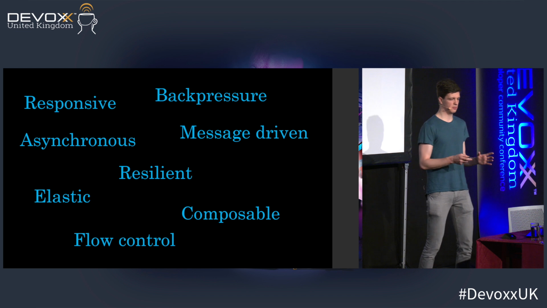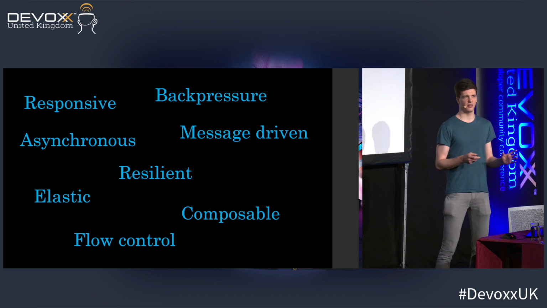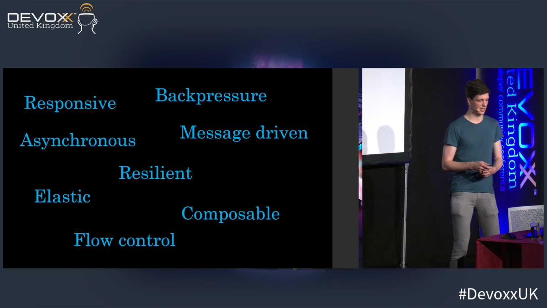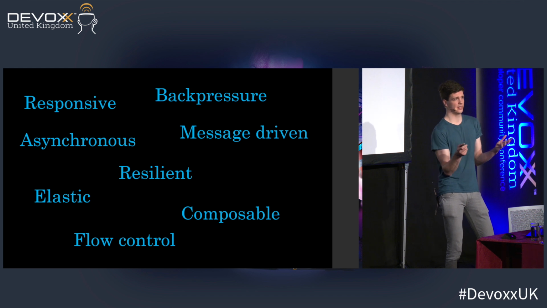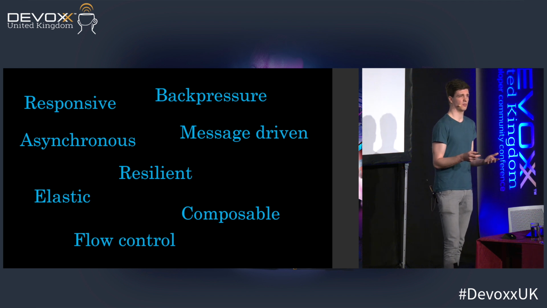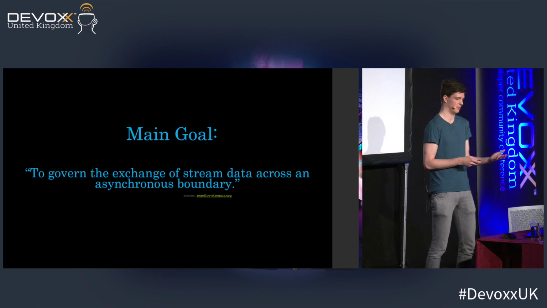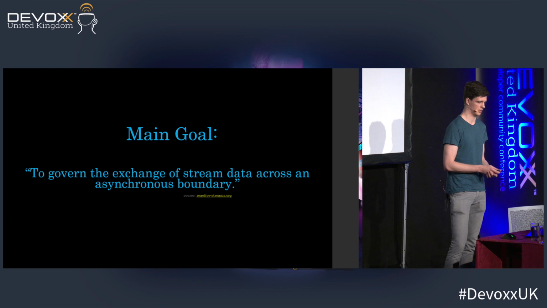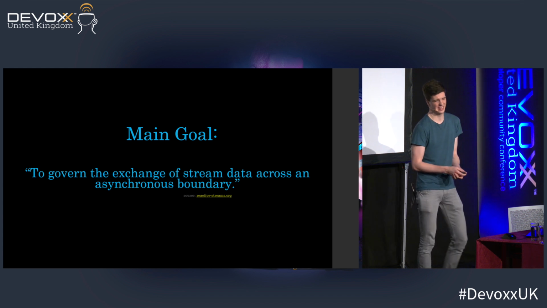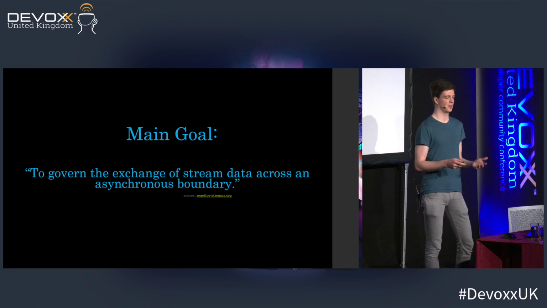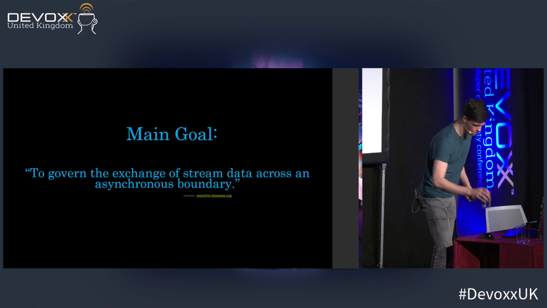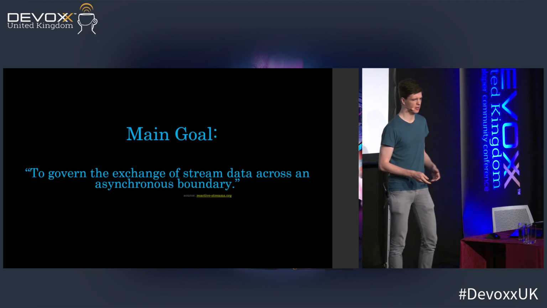When you start reading about reactive streams, these are some of the terms that you get thrown at you, or reactive programming. It's asynchronous, it's resilient, it has flow control. And when I looked at this, I thought, I'm not really sure what all of this means for me as a developer. Then I looked at what's the main goal. It says to govern the exchange of stream data across an asynchronous boundary, which still didn't give me much to hold on to. So I figured I need to find a real-life example of this. So I went looking, and this is what I came up with.